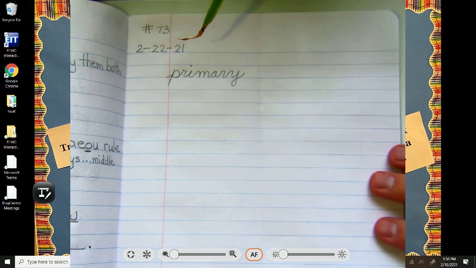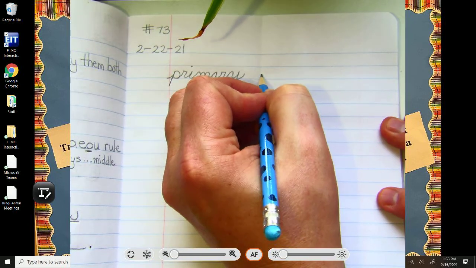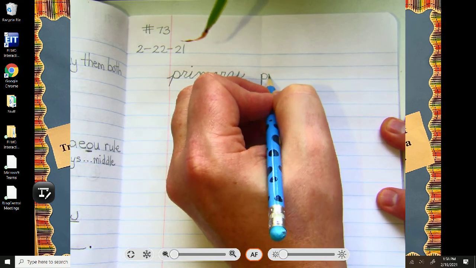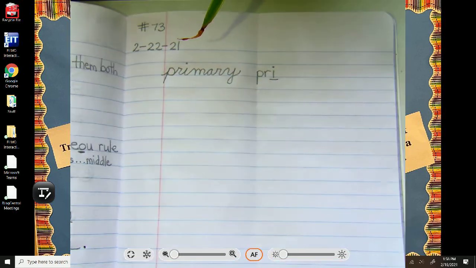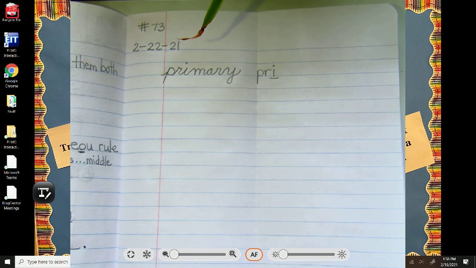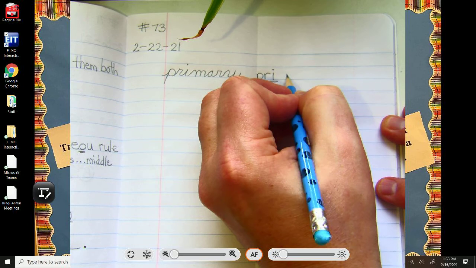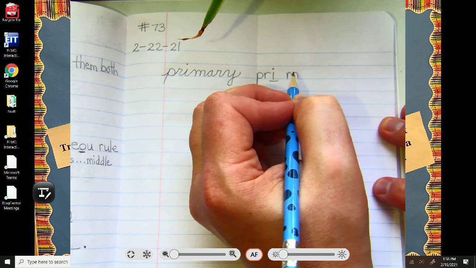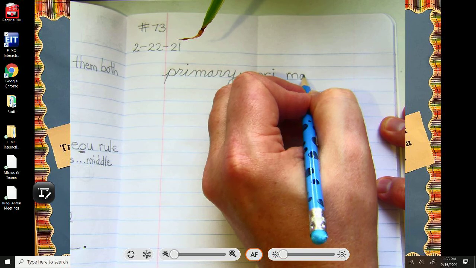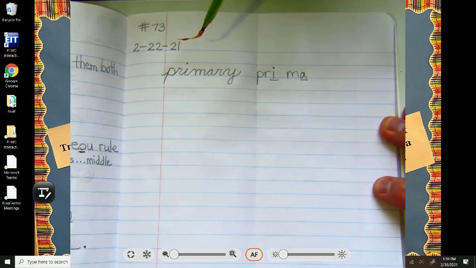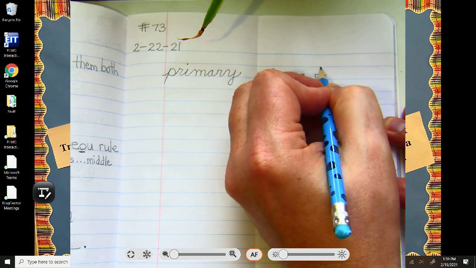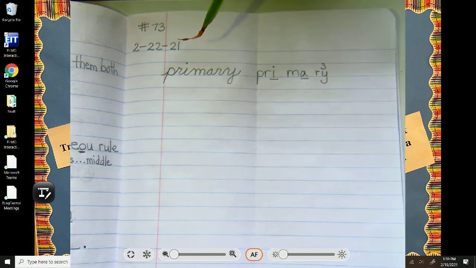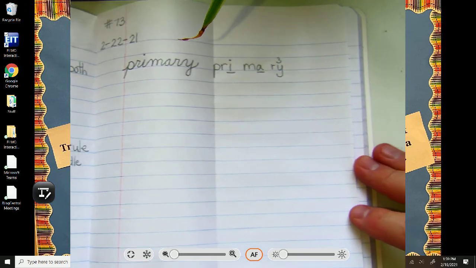All right, primary is a three-syllable word. Our first syllable is P, R, I, right? Underlining that name sound of the I, E. Then our second syllable is A, name sound of the A, right? Primary. Third syllable is re, with the third vowel sound of the I, E. Primary.